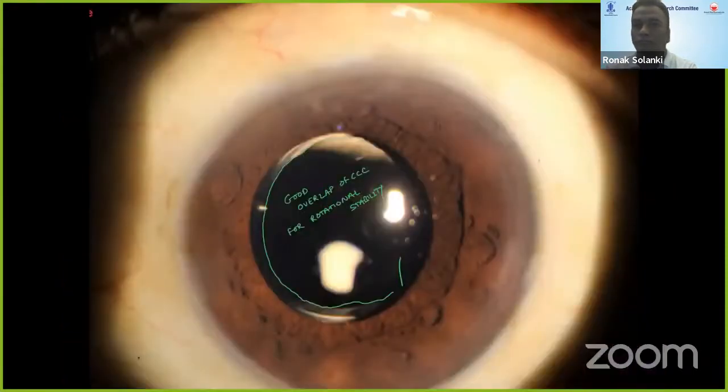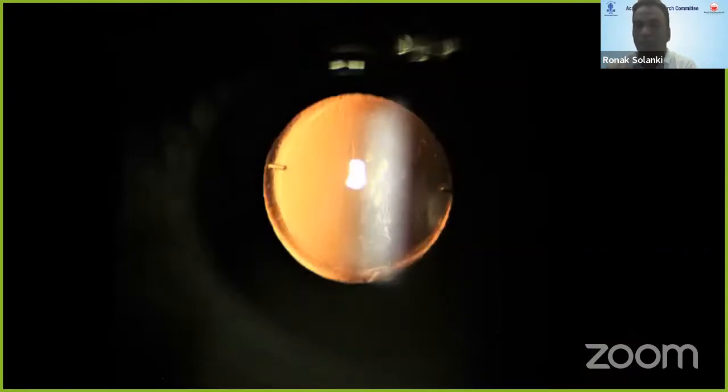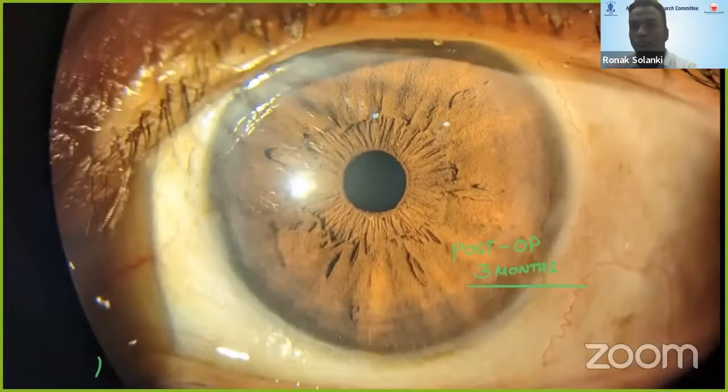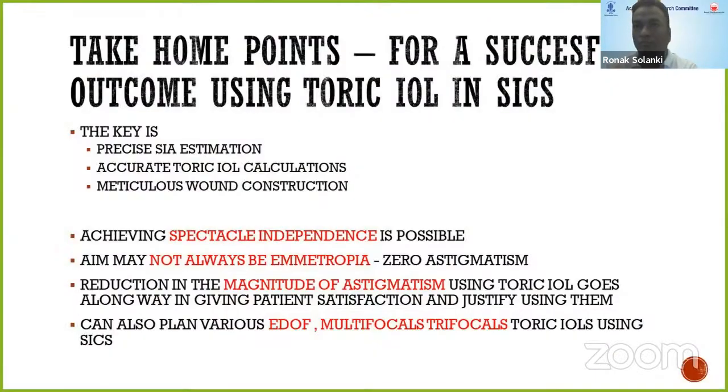At post-op 3 months, you can see a well-aligned toric IOL with good overlap of the CCC. You can see the aligned toric IOL in retro-illumination. Post-op, note the new corneal astigmatism of -3.25 and a residual astigmatism of 0.5, which the patient does not accept, and an uncorrected visual acuity of 6/9. So the take-home points for a successful outcome in toric SICS are precise SIA estimation, accurate toric IOL calculations, and meticulous wound construction.